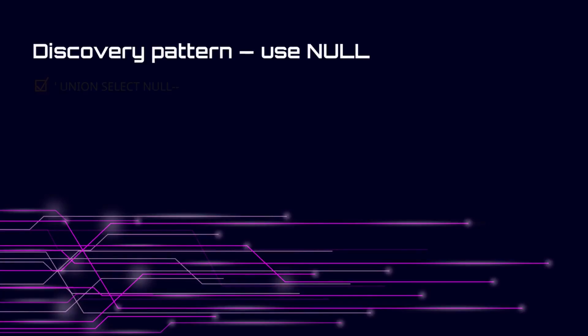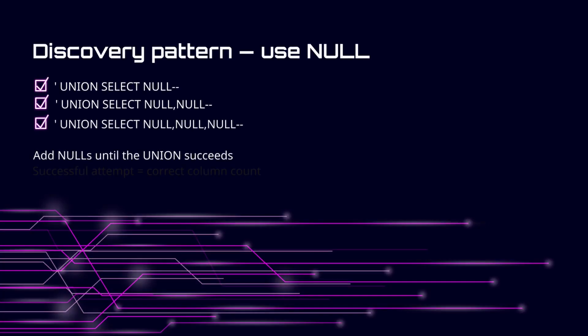To discover the column count, we use null placeholders. Inject union select null, then union select null, null, and so on. Null is neutral and avoids many type problems. When the union succeeds, you've found the number of columns.